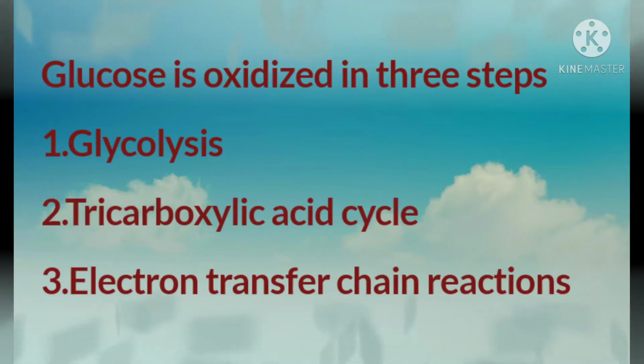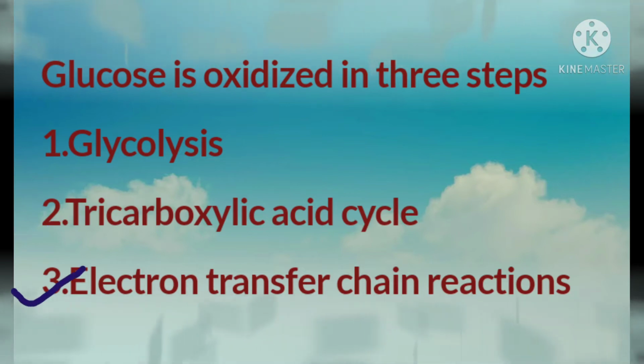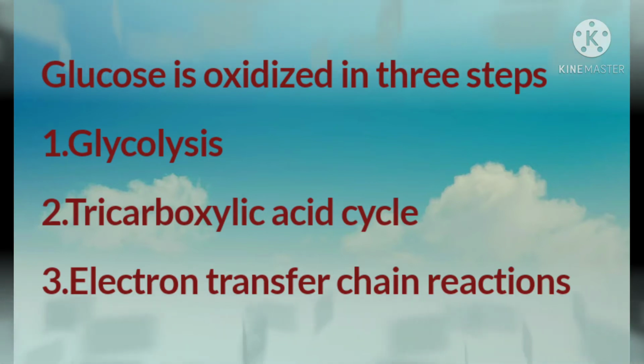In aerobic respiration, glucose is oxidized in three steps. First, glycolysis. Second, tricarboxylic acid cycle. And third one, electron transfer chain reaction. Now we are going to study the aerobic respiration in which glucose is oxidized step by step.